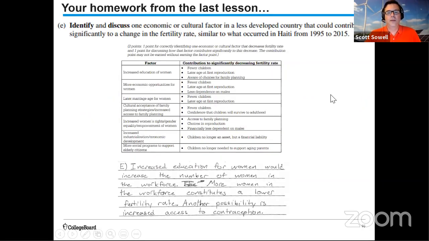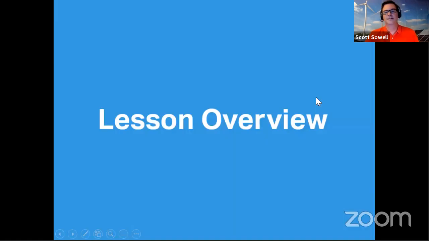Increased education for women would increase the number of women in the workforce. The more women in the workforce constitutes a lower fertility rate. Another possibility is increased access to contraception. Now, this is only worth 1 point because they did identify an increase in the women in the workforce, but instead of going on to explain how that contributed to a drop in fertility rate, they jumped to a completely different idea about contraception. So they get the 1 point for the identify, 0 points for the discuss.